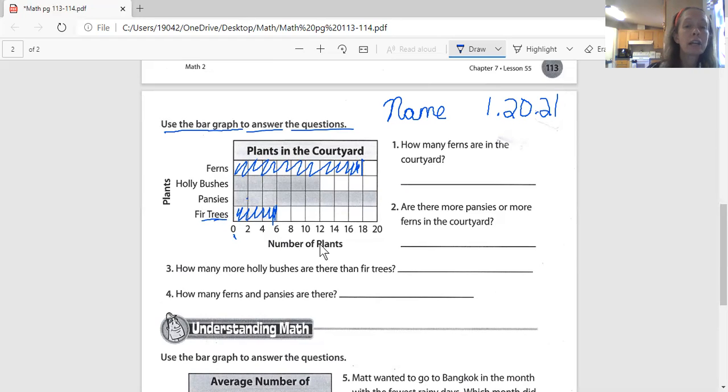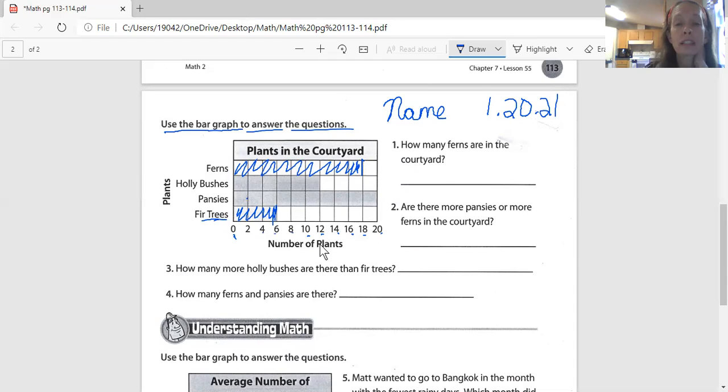So if I look down here and I see the number of plants and I count, it goes 0, 2, 4, 6, 8, 10, 12, 14, 16, 18, 20. So I'm actually counting by what? 5s, 10s, or 2s? I'm counting by 2s, that's right. But what I want to stress on this is that if we were going to count the number of holly bushes, and we just looked up here, we might go 1, 2, 3, 4, 5, 6, and say there are 6 holly bushes. But that's not the case, is it?